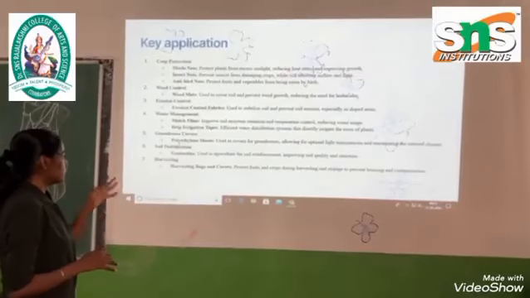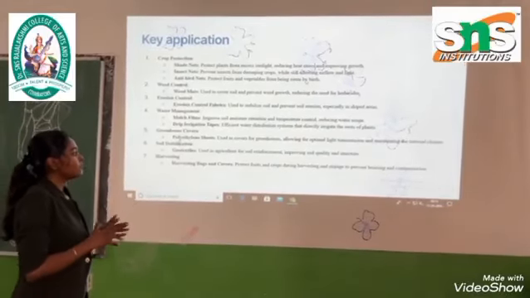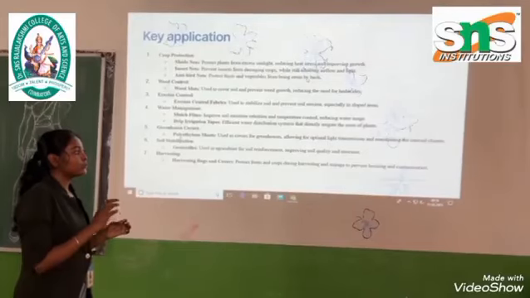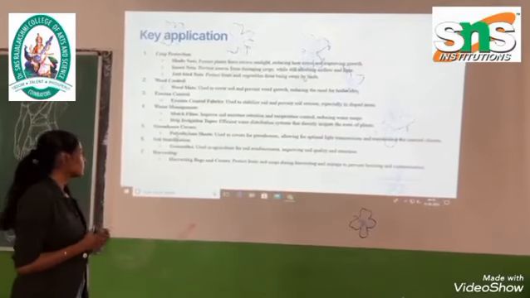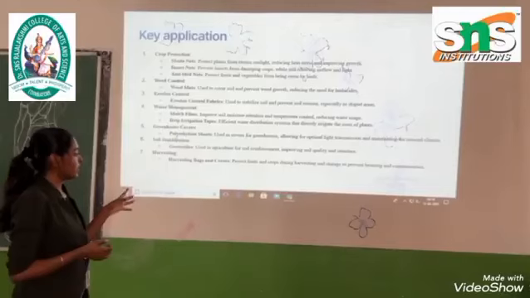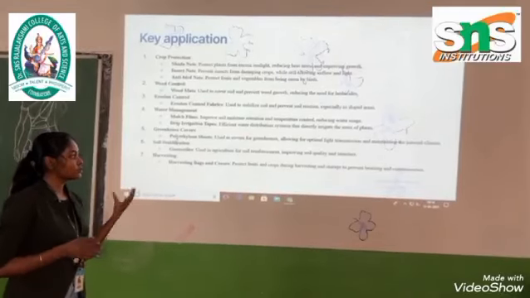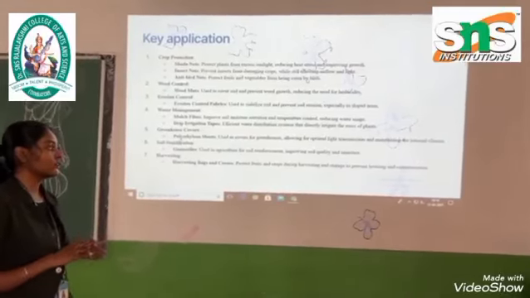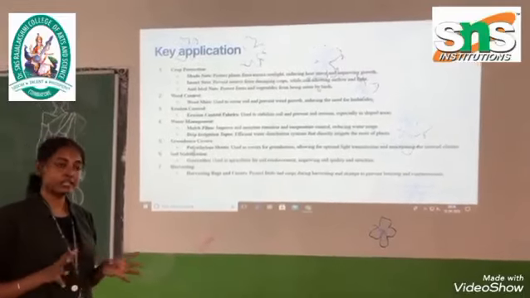The next one is geotextiles in agriculture, for soil improvement and improving the soil quality and structure. And for harvesting we have harvesting bags and covers to protect the fruits during harvesting and storage, and to prevent contamination.